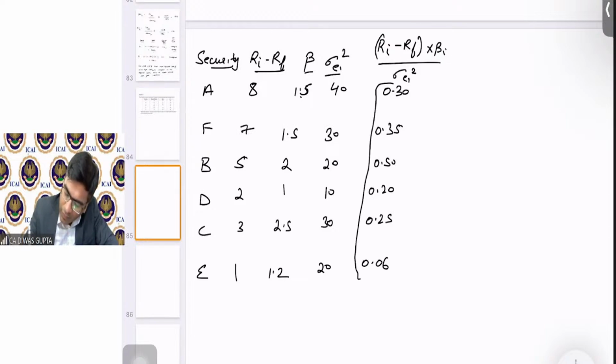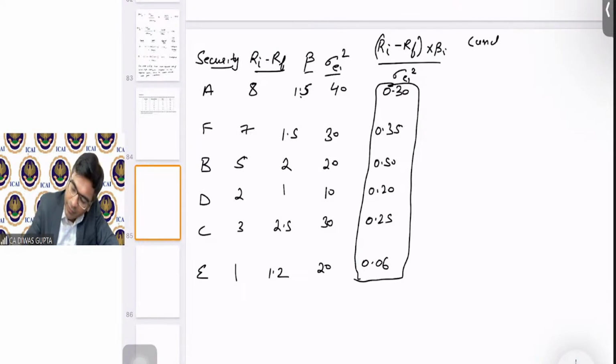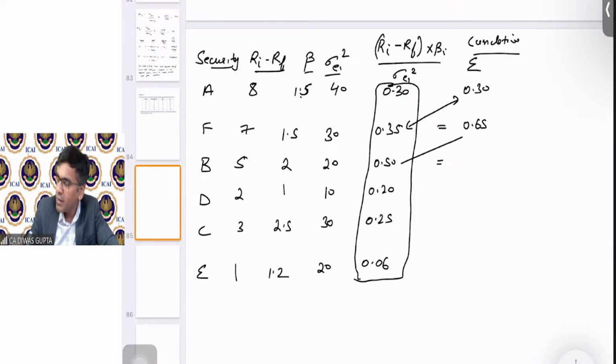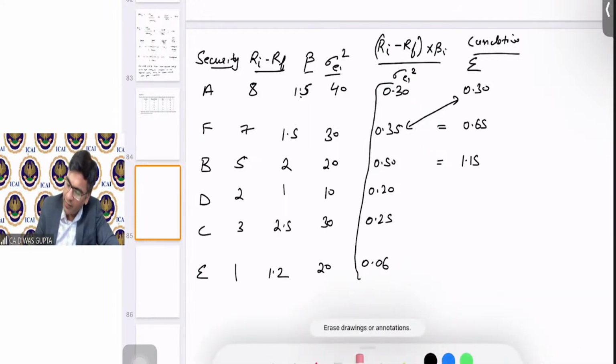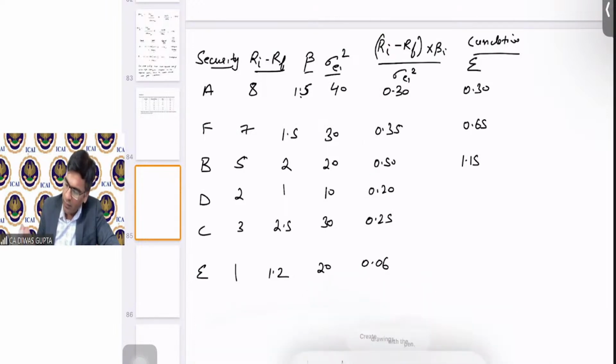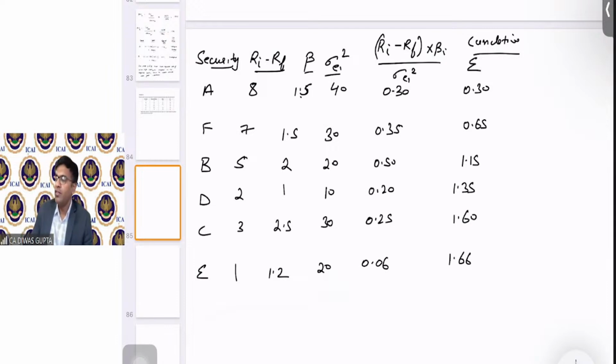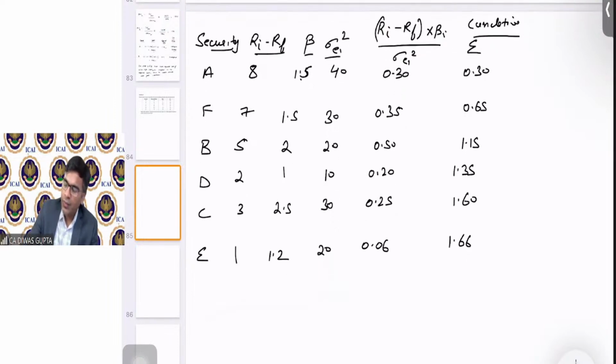This column, we will take a cumulative summation. Okay, so first one will be 0.30. Next one will be 0.30 plus 0.35 is equal to 0.65. Then 0.65 plus 0.5 is equal to 1.15. Okay, students, I hope you're able to get it. So this is the cumulative column. Then 1.15 plus 0.20, 1.35, 1.35 plus 0.25, 1.60 plus 0.06 is 1.66. We have got the cumulative numbers here. Okay. So this is calculated.